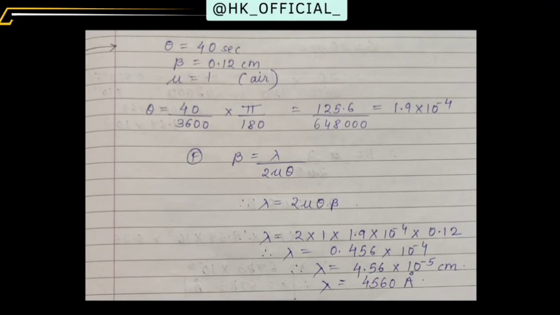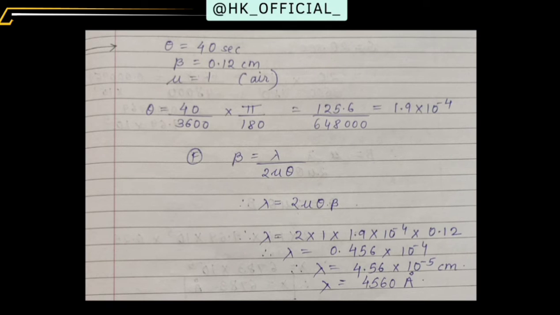So here is the solution. What we have given is theta, which is 40 seconds, beta, which is the fringe width, it is 0.12 centimeter, mu is 1 for air, that we have to consider. So here theta will become what I have told you in the note before, which we have to convert into radian. Remember this step, okay? So theta will be equal to 40 upon 3600 into pi by 180. After calculations, you will get the answer, that is 1.9 into 10 raised to minus 4. This is in the format of radian, okay?